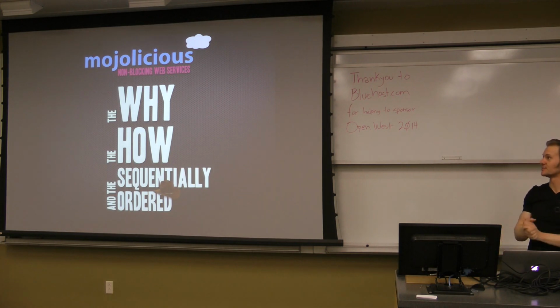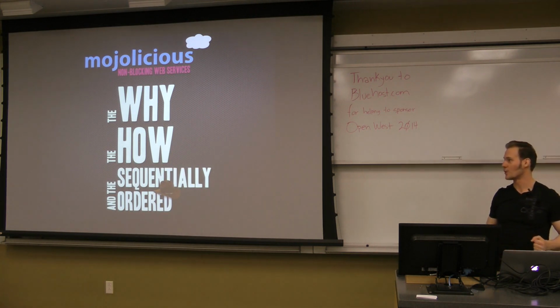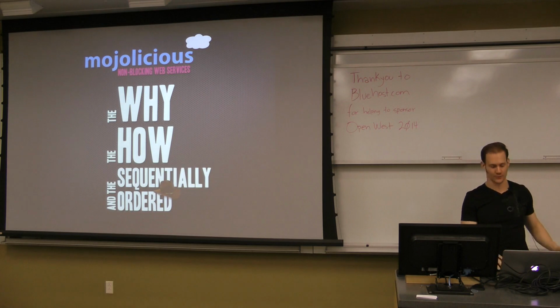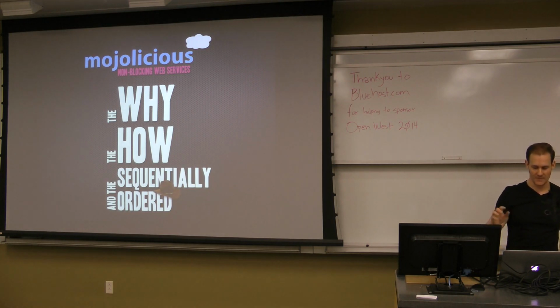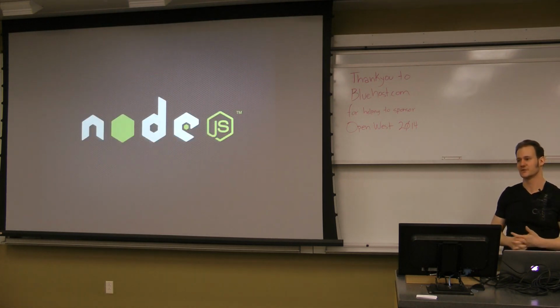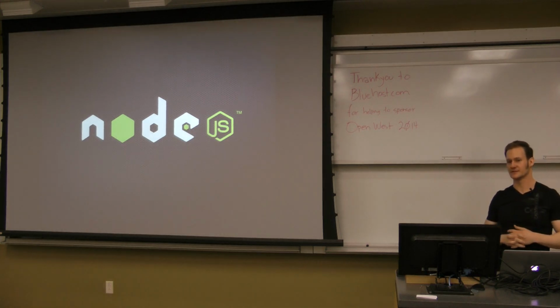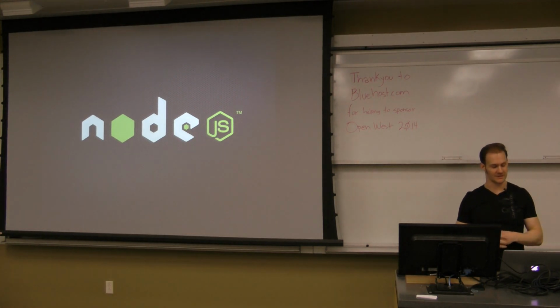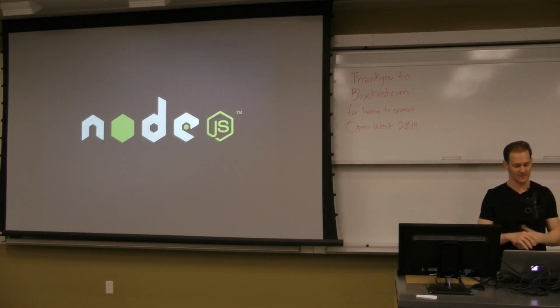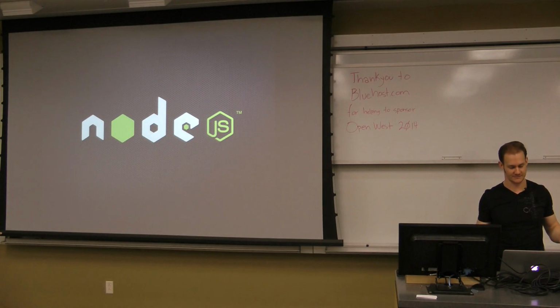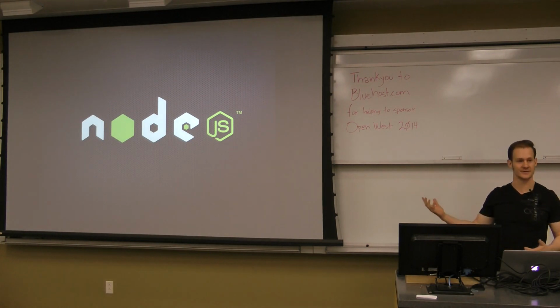Okay. So this is Mojolicious non-blocking web services: the why, the how, and the sequentially ordered. If you've been paying attention for the past couple of years, you know that non-blocking is the cool thing to talk about in web services. Node.js is popular for this. Some people say it's super fast because it's non-blocking.